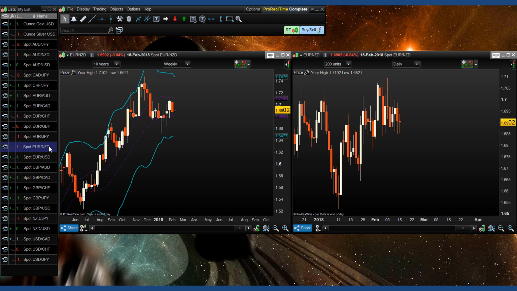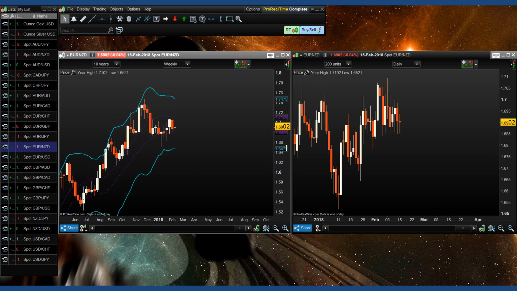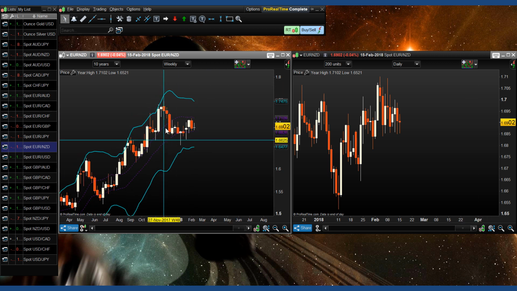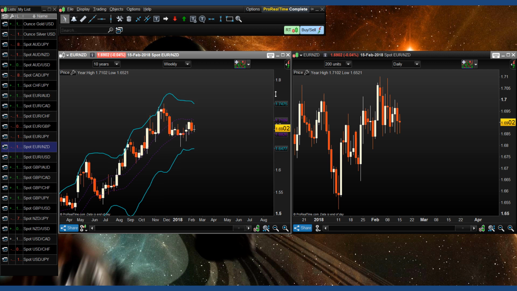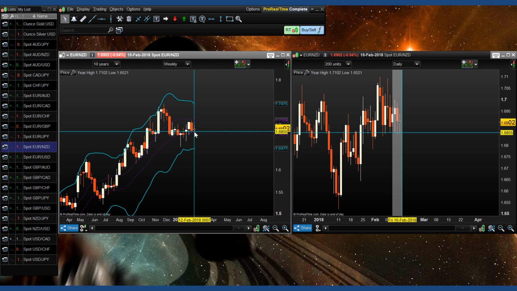Euro New Zealand is the next pair. Definitely has been trading in a range, as you can see. The way I set up my chart, I've got these 4 different lines, and the analysis is that as soon as price closes within the purple line on the weekly chart, it is most likely to range in the next 4 candles. Hence, that's why I'm trading my options 4 weeks out in advance.